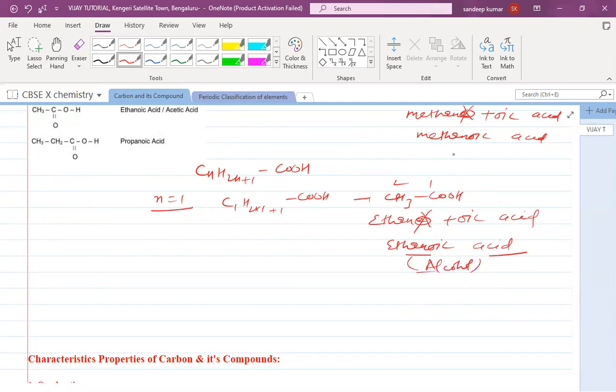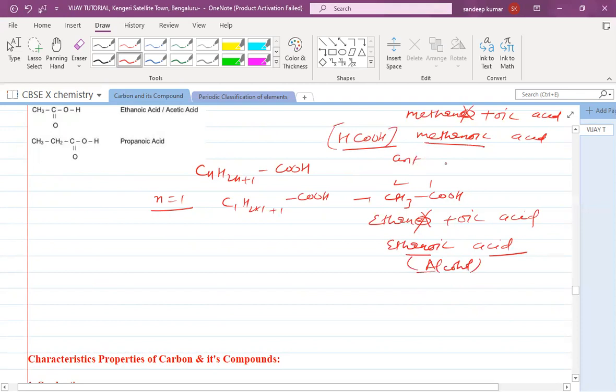What about methanoic acid? This acid, HCOOH, is found in ant stings or honeybee stings. Ethanoic acid is found in vinegar.